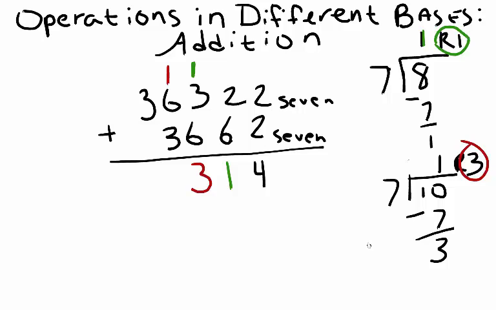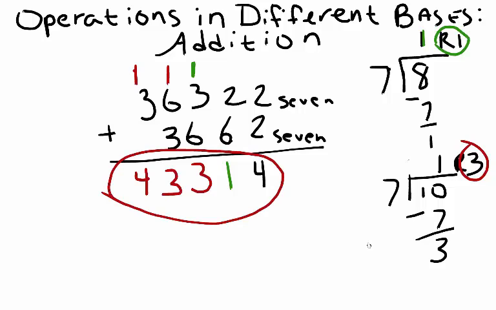Then I do the same thing. 6 plus 3 is 9, plus 1 is 10 in base 10. Again, we're dividing 7 into 10. We've already done that. We know that it divides in one time with a remainder of 3. So here's my remainder of 3. I carry the 1, which represents a group of 7. Then I add 1 plus 3. That gives me 4. And so my answer is 43314, base 7.